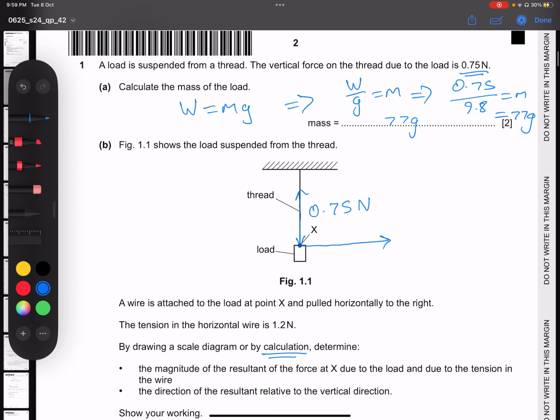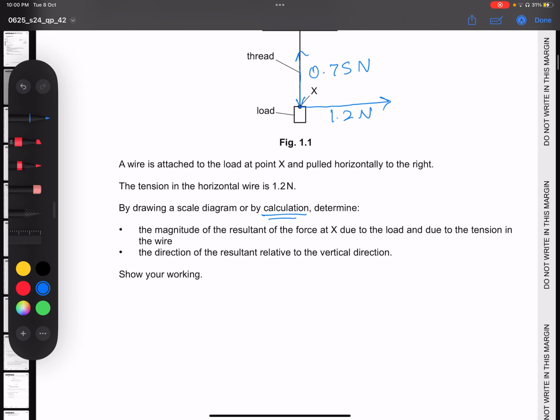And since we know that the tension in the horizontal wire at point X is 1.2 Newton, that tension is due to the strain force on the wire. When the wire is pulled to the right, the strain force on the wire would be equal to the force that's actually pulling the wire to the right. So the wire pulling the load to the right would just have a force of 1.2 Newton, since that's the tension of the wire. Since we know both values now, we can construct a right-angled triangle to find the magnitude of the resultant force.